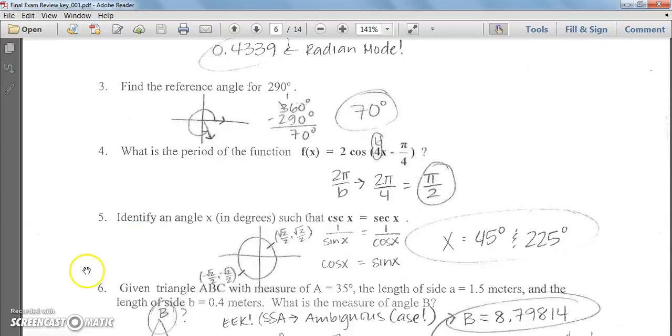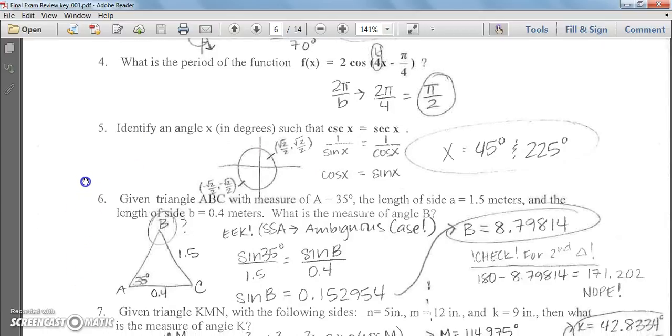All right, given a triangle ABC with measures A, B, and C, measure of angle A is 35 degrees, side A is 1.5, and length of side B is 0.4. What is the measure of angle B? All right, so I set up my diagram as such, and I look and go, okay, I would love to use the law of sines, and I can here because I know angle A and side A. Remember, we talked about the ambiguous case of SSA.